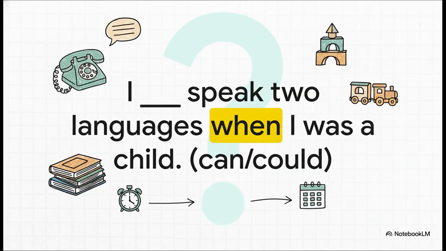All right, time for a quick check-in. Ready? When I was a child, I blank speak 2 languages. Should it be can or could? The big clue here is when I was a child, that's the past. So the answer is could. I could speak 2 languages.